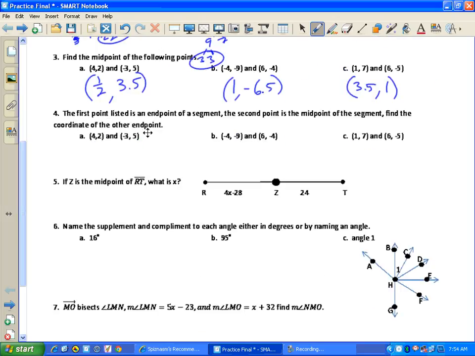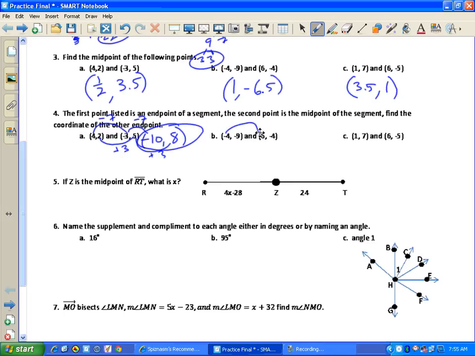Okay, now I'm trying to find the other endpoint. So I went from 4 to -3, which is subtracting 7. If I subtract 7 again, that puts me at -10. Here I added 3. If I add 3 again, it puts me at 8. So there's my other endpoint.